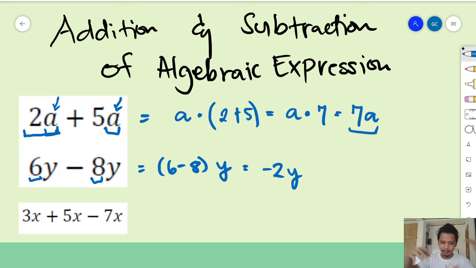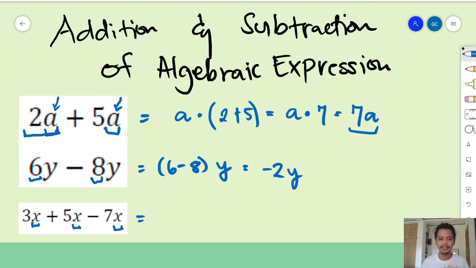So, diretso pa natin yung practice. Pansinin nyo, paikli ng paikli yung solution ko. So, shortcut natin. Since pare-parehas ulit sila ng variables, ibig sabihin, pwede natin silang i-add or i-subtract, pagsama-samahin.